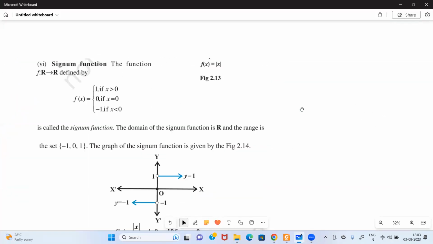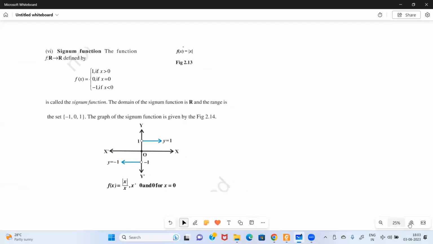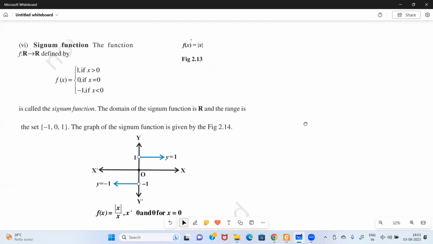Okay, now, because these are just names, right? So you need to define the function. That's the first thing. Okay, so signum function we are going to talk about now. What is signum function? The function is defined this way. This is the definition. First thing you have to write.